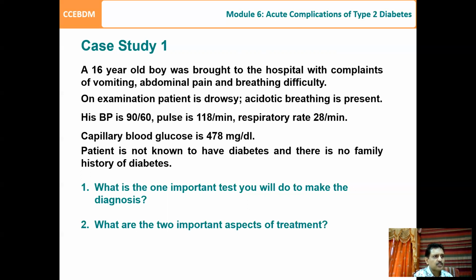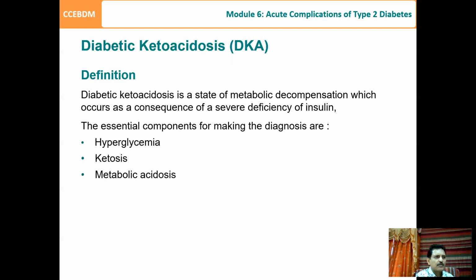And the next question is, what are the two most important aspects of the treatment? We'll discuss it later, but I can tell you that the two most important aspects of the treatment are to give fluid and give insulin. So these are the two mainstays of the therapy. You don't have to do any other thing, you just have to hydrate the patient properly and give insulin to reverse the ketogenic process. So with this, I'll go through a little bit of understanding about diabetic ketoacidosis.